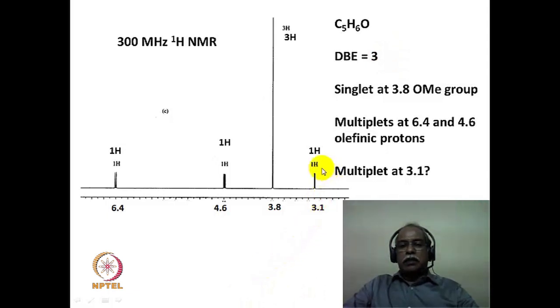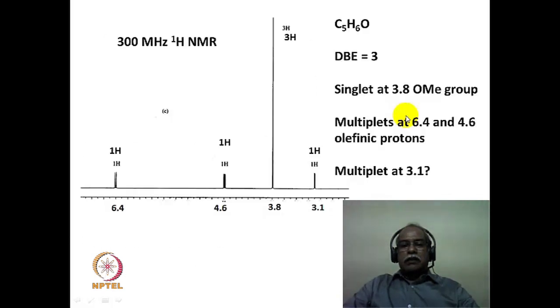That is where this multiplet comes into the picture. What is this multiplet at 3.1? Can it be due to an acetylene? Because acetylenic hydrogens typically come in the region between 2 to 3. If you assume this to be an acetylenic hydrogen, the C2H fragment which remains after subtracting these two fragments from the molecular formula would satisfy the double bond equivalence of this particular system. So it is possible that this molecule has a triple bonded structure and a double bonded structure connected to a methoxy functional group.